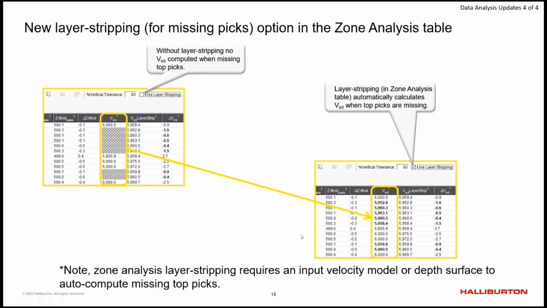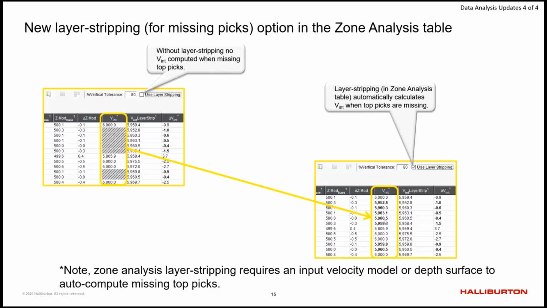The way we do that is to either use an input depth surface, or we use an input velocity model to sort of travel down to where that time surface is, and then that will give us what the depth is. And so now we can sort of generate these bold number picks.